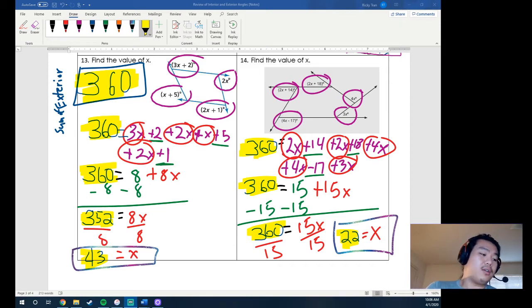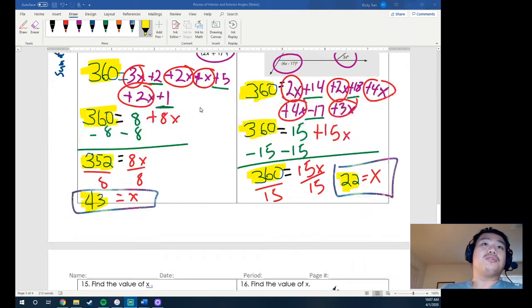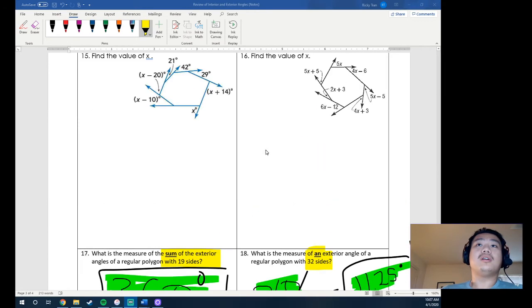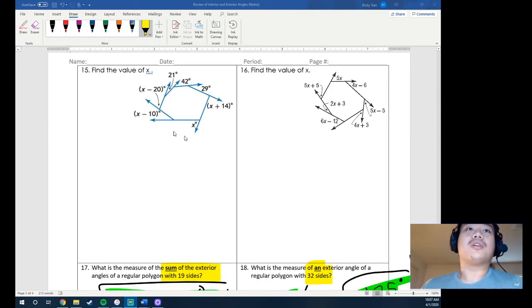So I've made a little edit. I've edited all the notes from yesterday as well, so everything has been fixed. The process and everything is still exactly the same. The only difference is that instead of using 180, you use 360. I didn't highlight it in the notes that I've posted, but I have shown it up here. I'm just gonna go over number 15 to show you what should have happened.